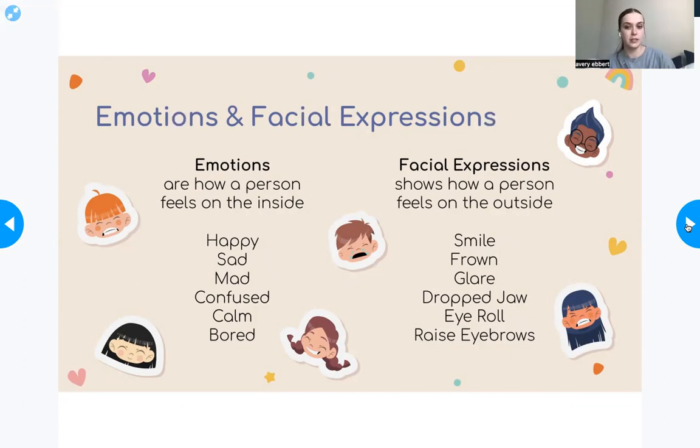A facial expression shows how a person feels on the outside, on their face. So you could be smiling, you could be frowning, you could be glaring, your jaw could be dropped, you're surprised, you could roll your eyes, you could raise your eyebrows. There's lots of different facial expressions.